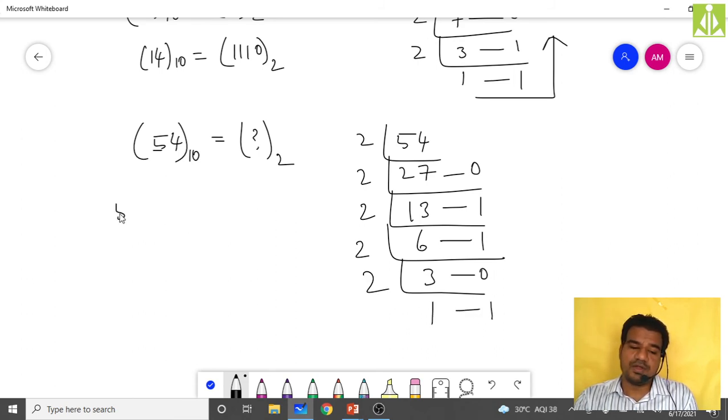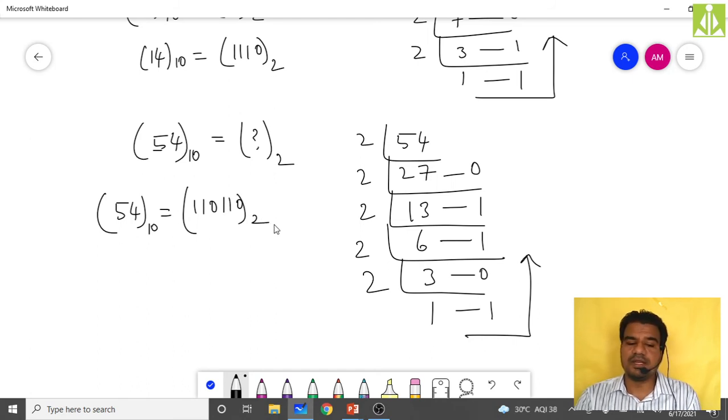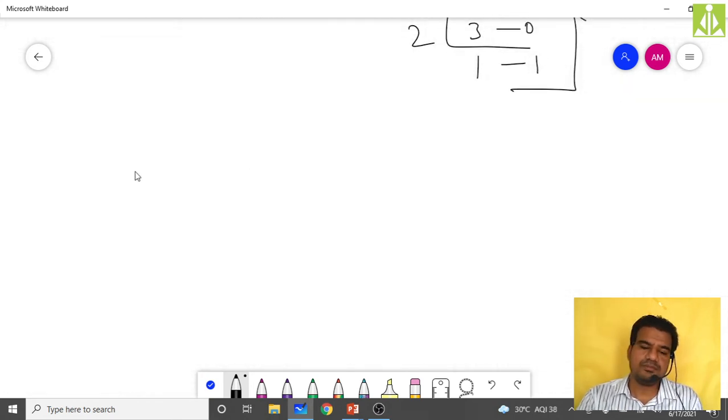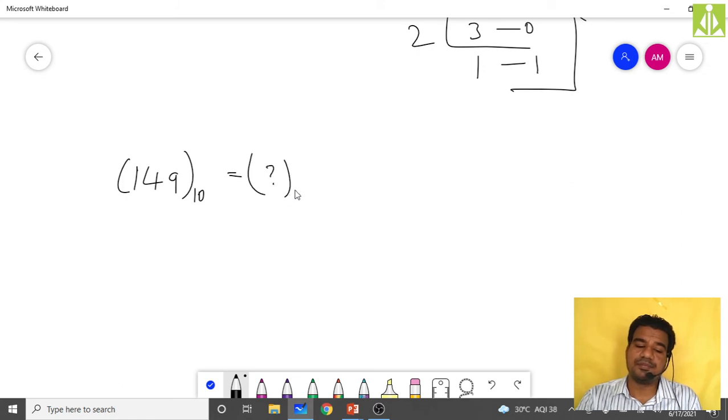So now 54 to the base 10 is equivalent to, what is that? You have to go in this direction. So 110110. This is the equivalent binary value, 110110. Okay. Take one more value, like 149 to the base 10. I want the equivalent binary.